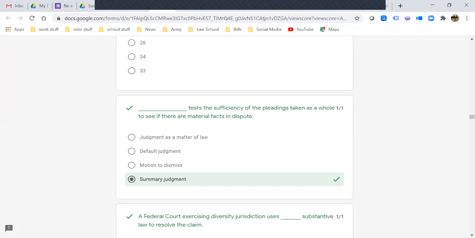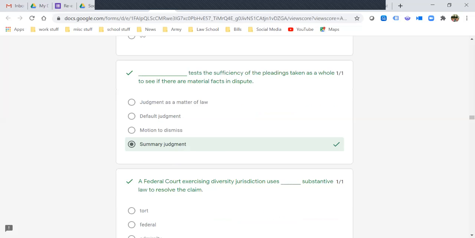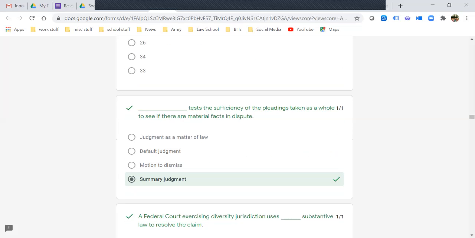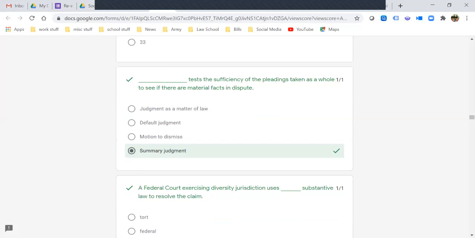All right, summary judgment, another one you need to memorize. Summary judgment tests the sufficiency of the pleadings taken as a whole to see if there are any material facts in dispute. So summary judgment, the testing motion to see if there are any material facts in dispute. If there aren't, then it's asking the judge to make a decision on the case.